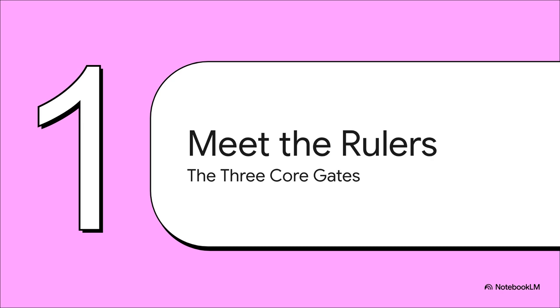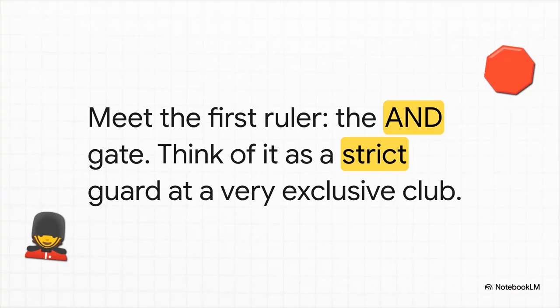Now, here's the really wild part. Every single complex decision your computer makes, from adding numbers to rendering a video game, is all built from just 3 incredibly simple little rulers. So, let's meet them. First up, we have the AND gate. I always picture this one as a really strict guard, the kind with a clipboard at some super exclusive club. It has a very simple but very, very rigid set of rules.